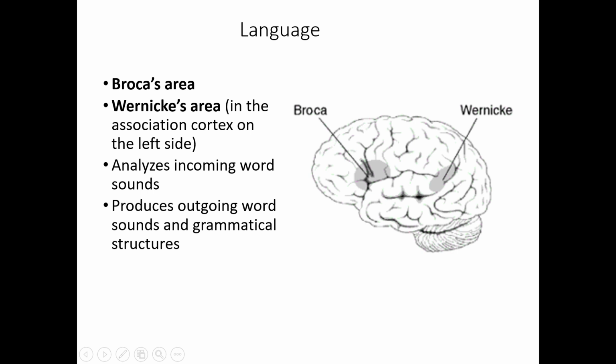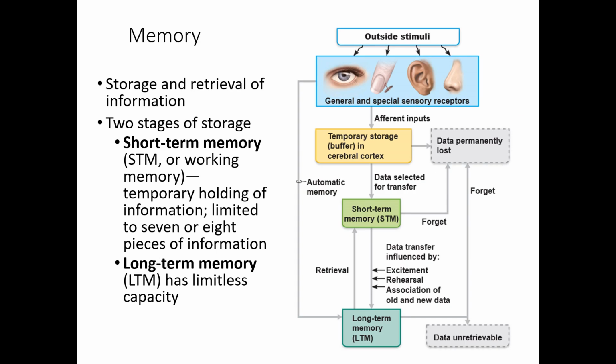It means when we think about what we say, this area is responsible for finding the right words and putting them together in sentences. Memory. Memory definition would be a storage and retrieval of information. We keep receiving information all the time.